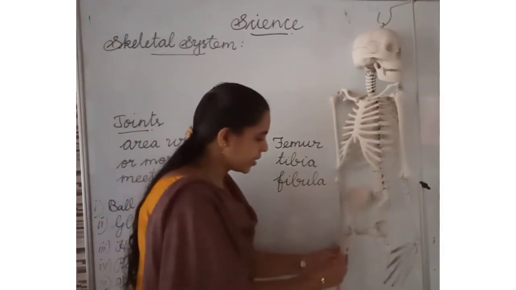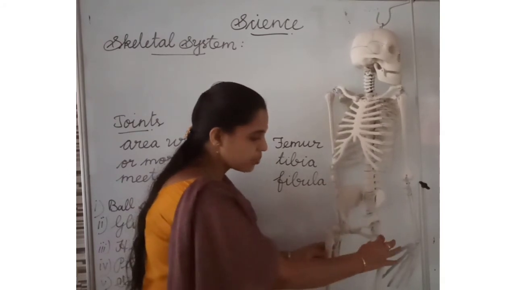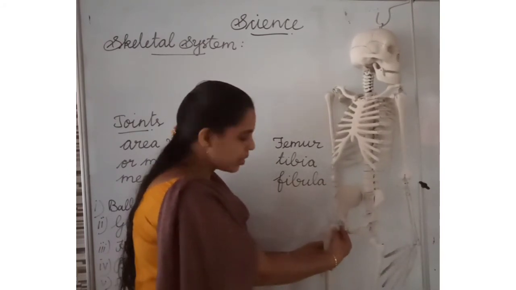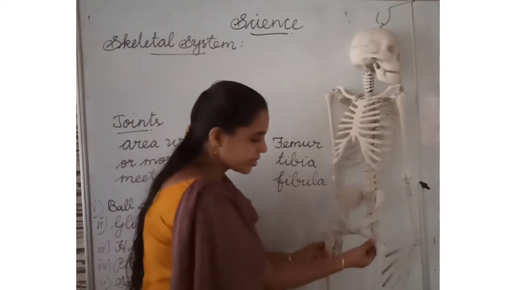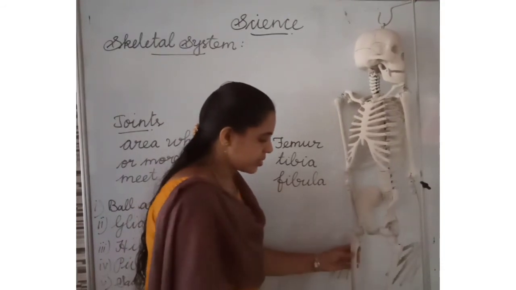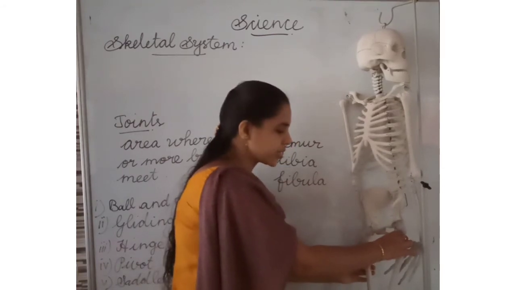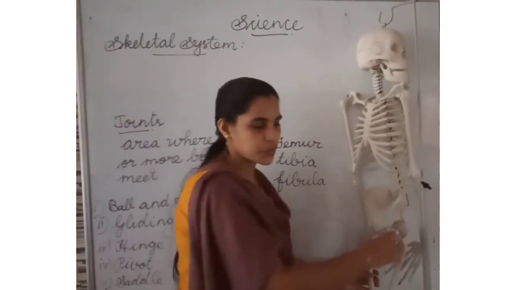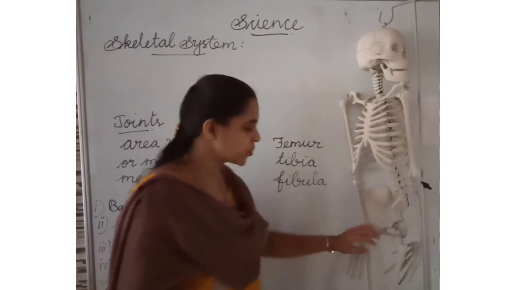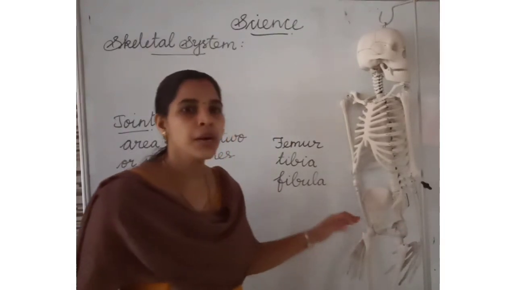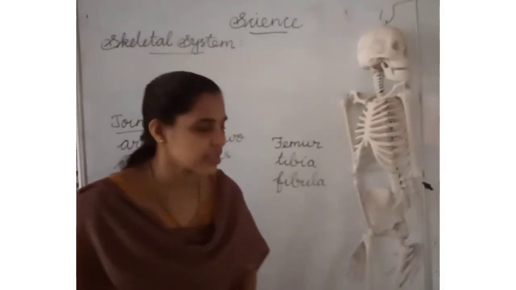Listen here. In the hip we have a ball and socket joint. This is ball shaped. It has two parts. One is the ball shaped part, another one is the cup shaped part. The ball and cup shaped parts together are called a ball and socket joint.